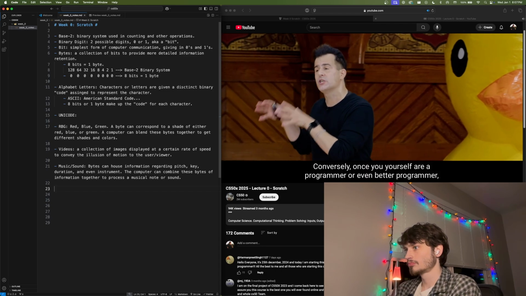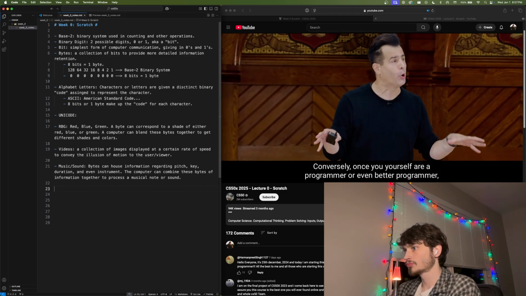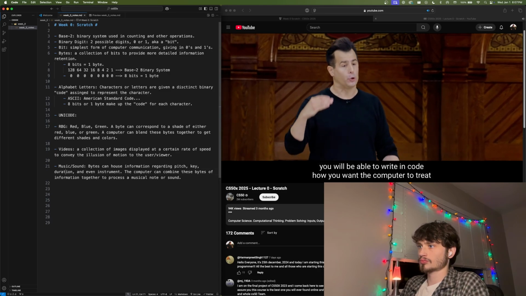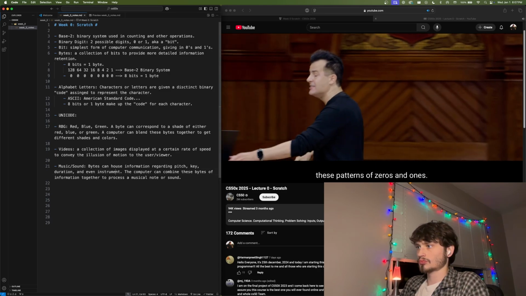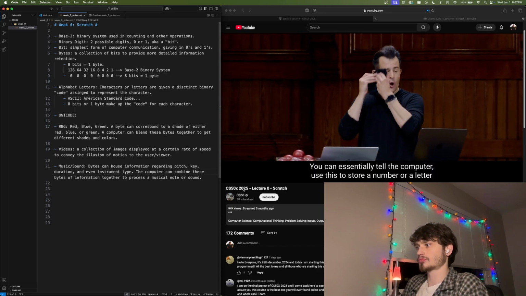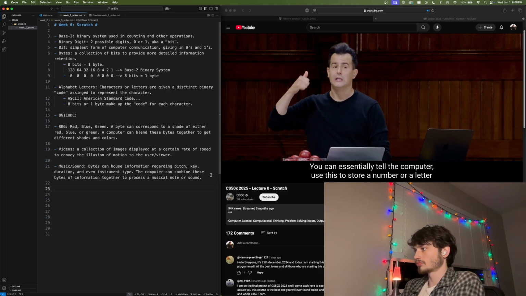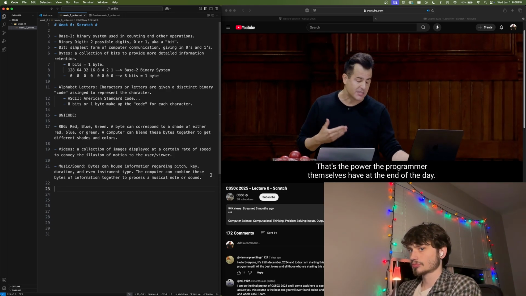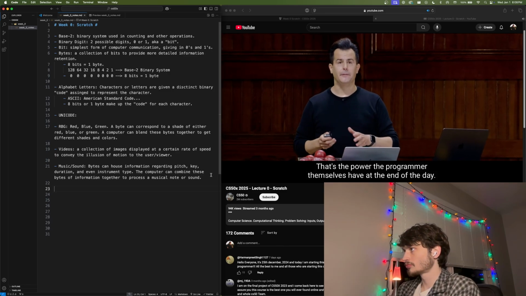Conversely, once you yourself are a programmer, or even better programmer, you will be able to write in code how you want the computer to treat these patterns of zeros and ones. You can essentially tell the computer, use this to store a number, or a letter, or a color, or something else. That's the power the programmer themselves have at the end of the day.